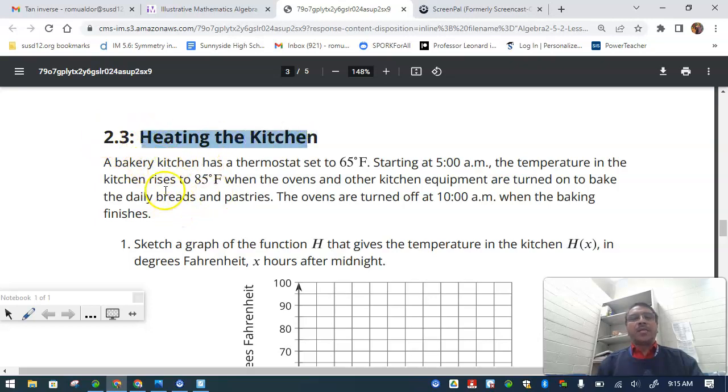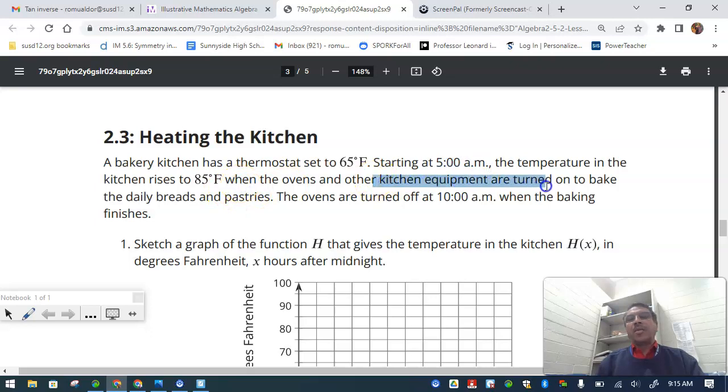So I wanted to read this, take a while, and see what's given. Our kitchen has a thermostat set to 65. So in the beginning it is 65. Starting at 5, the temperature in the kitchen rises to 85. But it doesn't say within half an hour or 1 hour. It does not say that. But 65 rises to 85 when you begin the thermostat at 5 a.m.